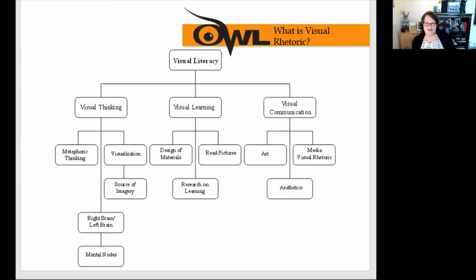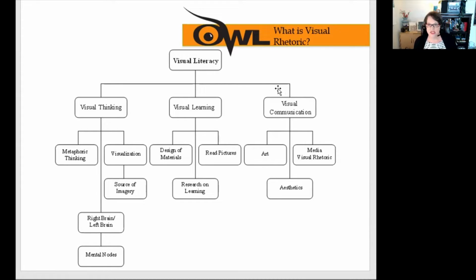So what is visual rhetoric? This term falls under a term that's known more widely as visual literacy. You may have heard of that before. And that's generally split into these three categories: visual thinking, visual learning, and visual communication, or visual rhetoric. Though clearly visual thinking and visual learning must occur in order to communicate visually. The diagram on this slide illustrates these ideas.